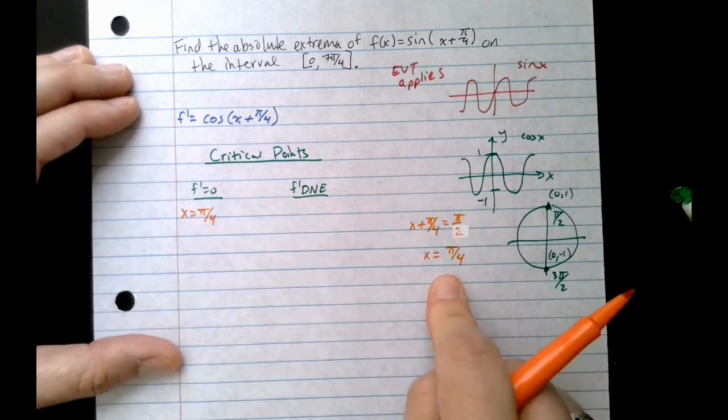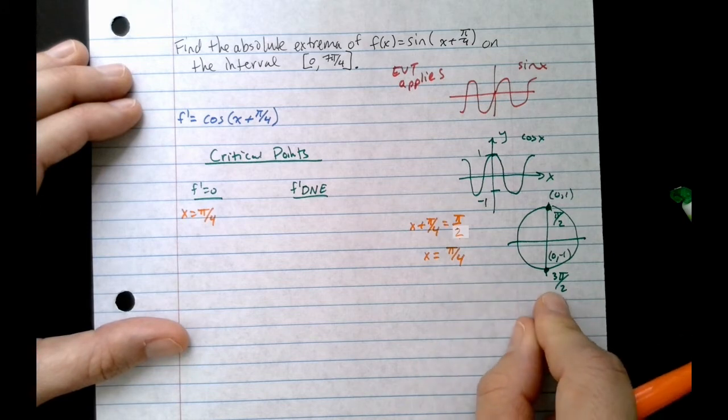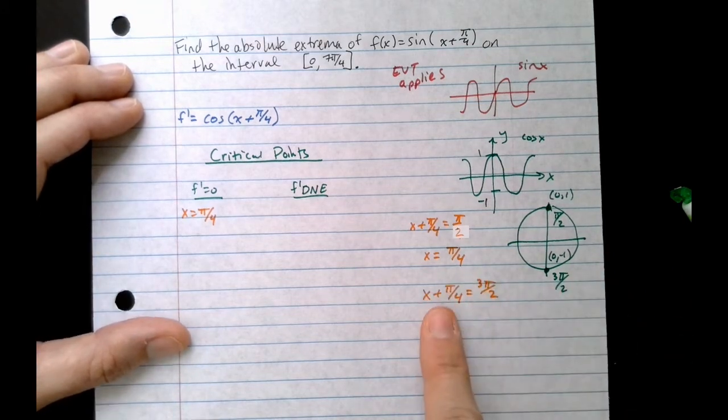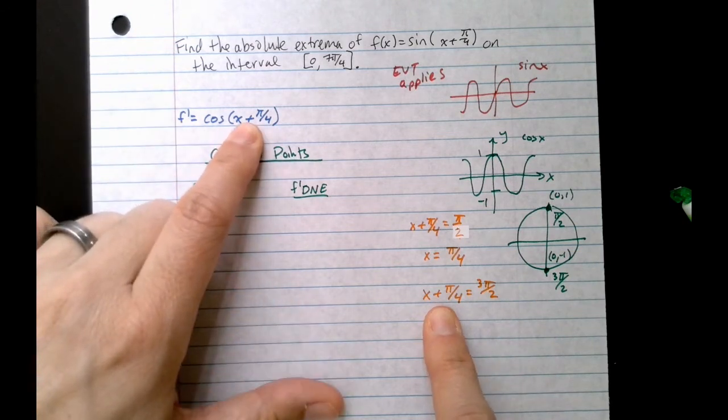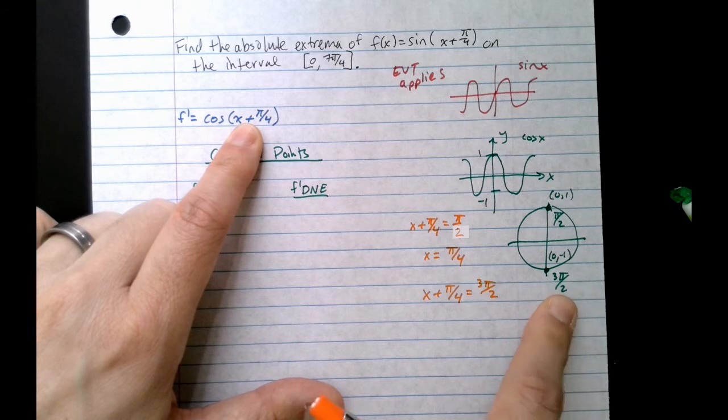So this is just fractions. Pi over 2 minus pi over 4 is pi over 4. Now I have one more angle I need to find out. So again, I take my expression inside my cosine function, and I set it equal to the angle that I need so that when I evaluate cosine, I get 0.